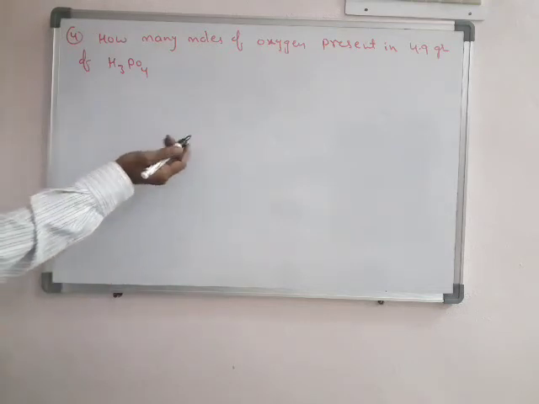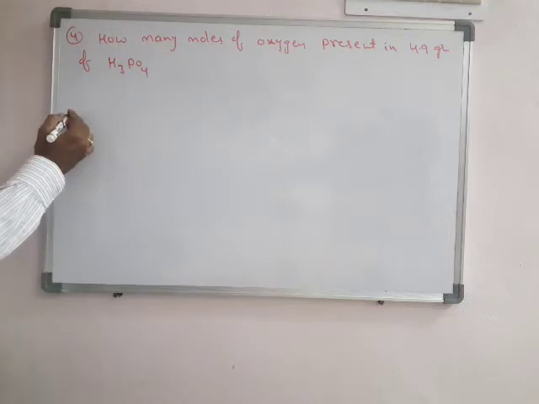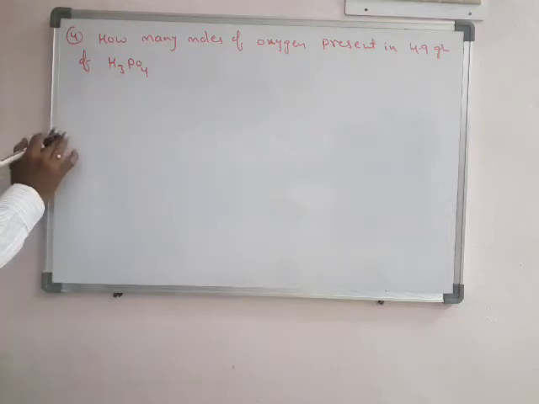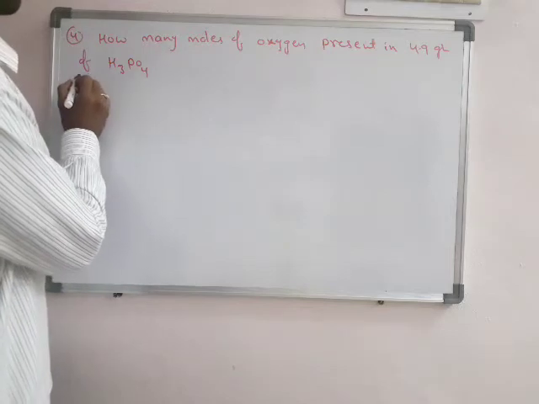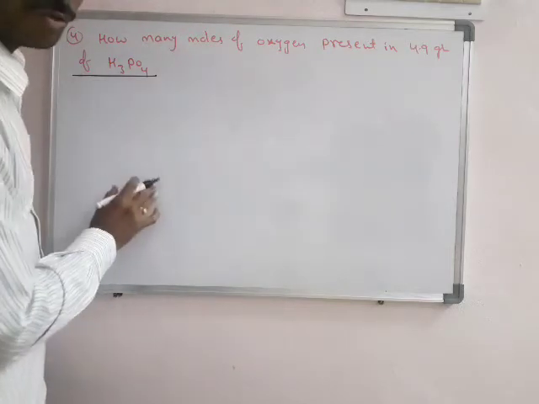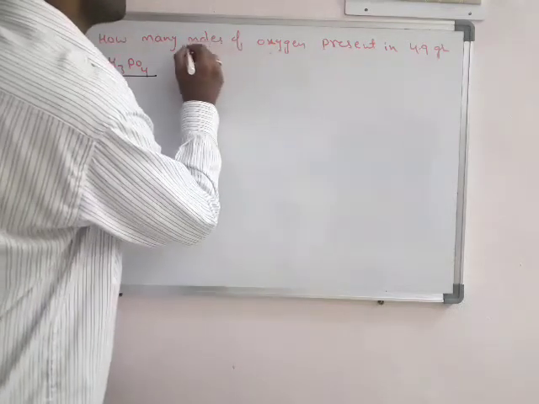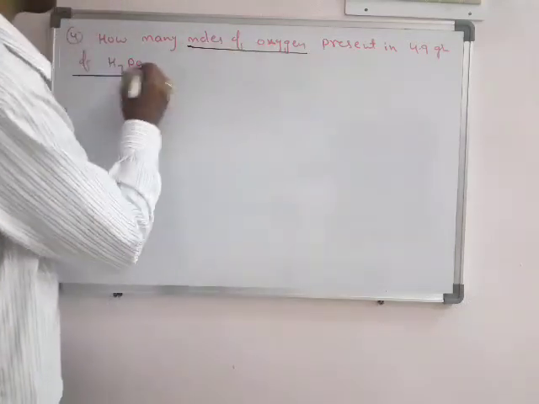So mass is given. Simply we can write the number of moles, but here what is important is that the question is not how many moles of H3PO4. The question is the number of moles of oxygen present in H3PO4.